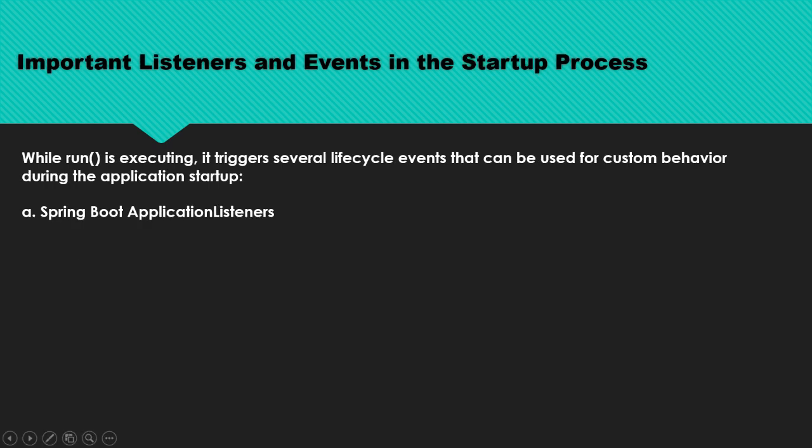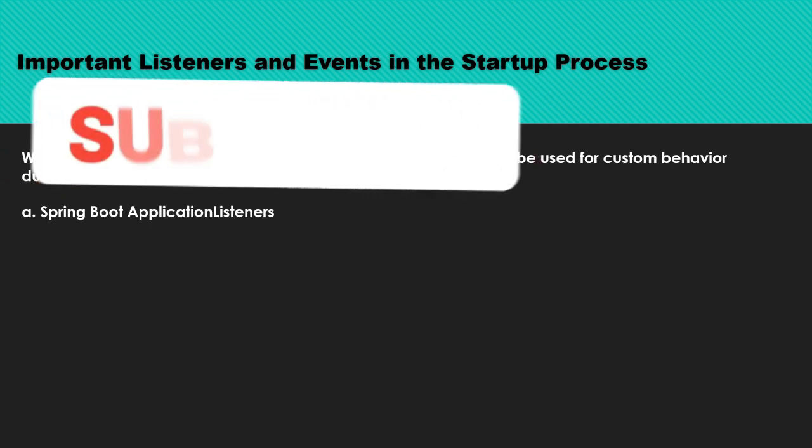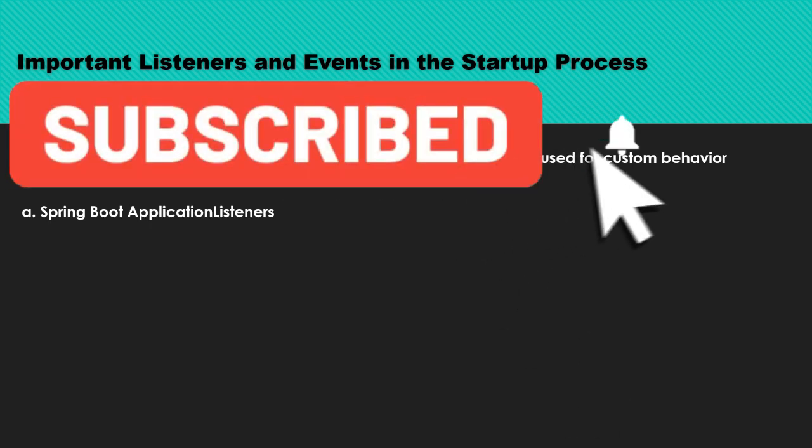So when it comes to important listeners and the events when you're starting your application process, the run method is going to execute. It is going to trigger several lifecycle methods and events, like when you have some custom behavior which you want at the application start. Now the very first thing is the application listener, and there are different types of them.